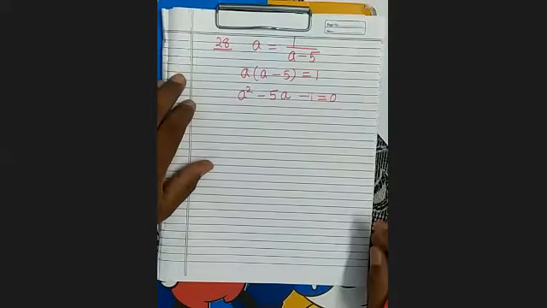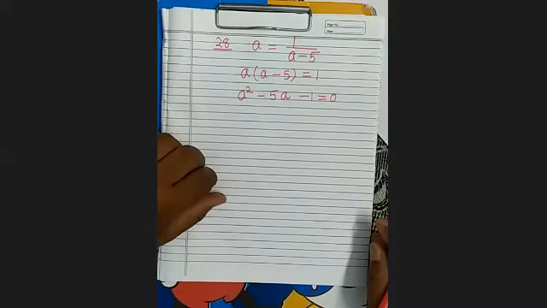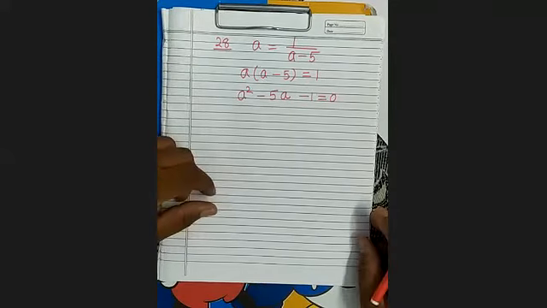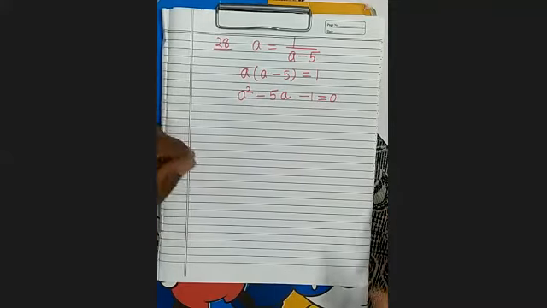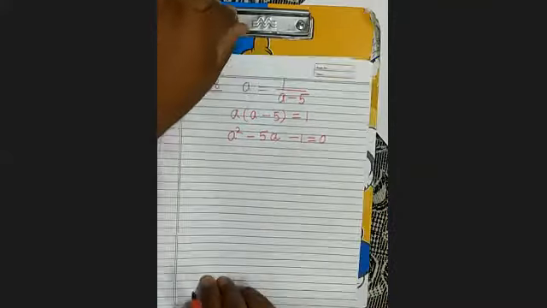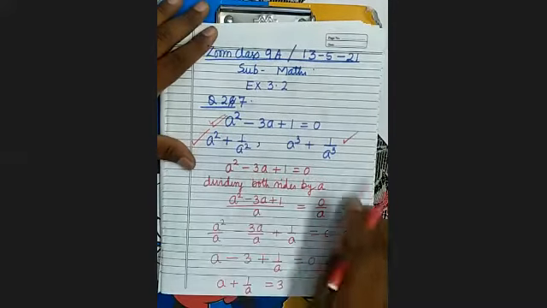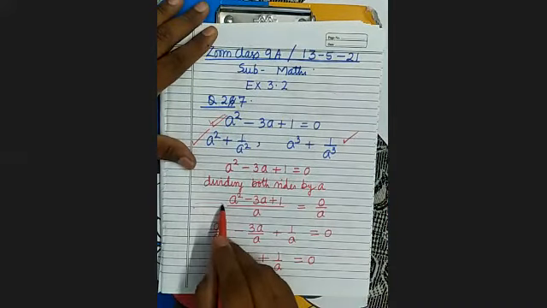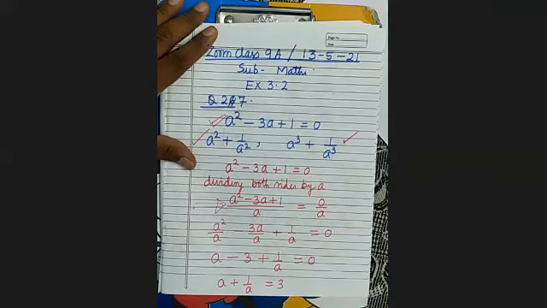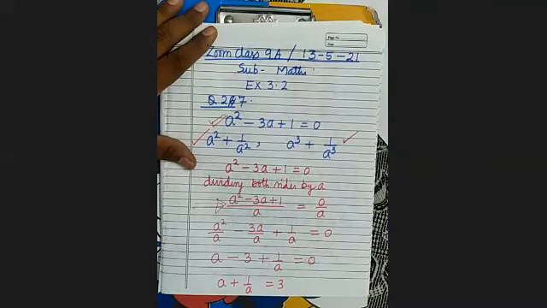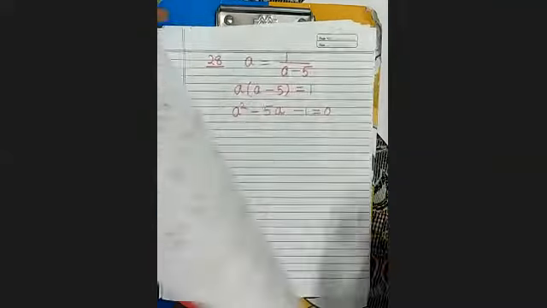Now what will you do? As we divided in the previous question, what do we divide each side by? A. Dividing each side by A, as you have done in the previous question. Here what have you done? You can see, you have divided both sides of it by A. Have you got it? In this way, we divided both sides by A. So here also you will do the same thing.